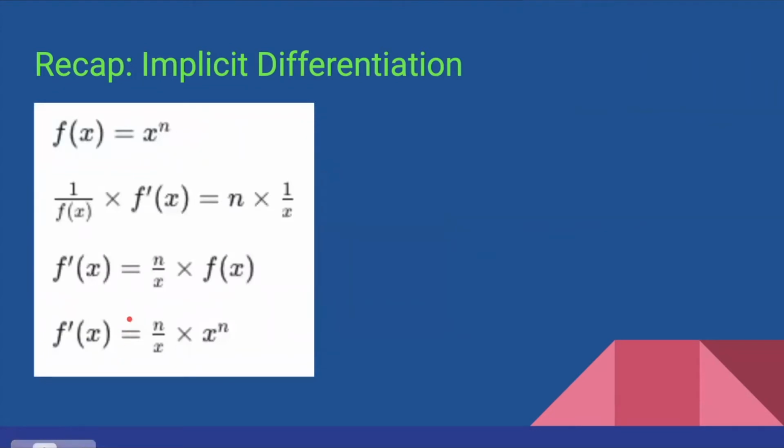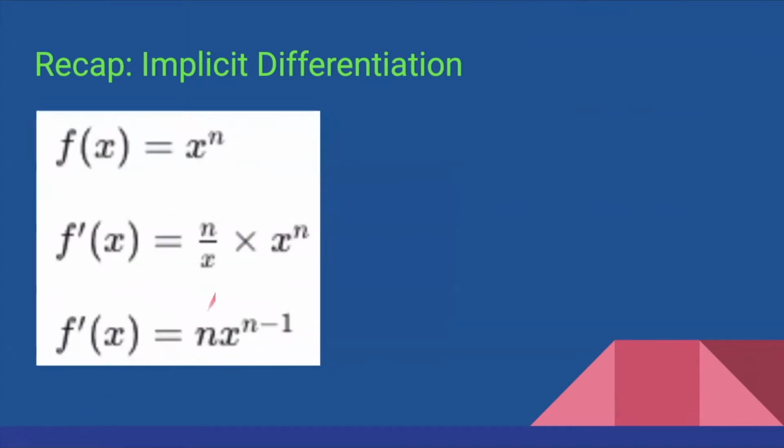Okay, and then now you want to isolate f prime of x. So multiply both sides by f of x. And you know that f of x is x to the power of n, so you plug that in. Okay, and then simplify. So f prime of x is equal to n times x to the power of n minus 1. And that is the derivative of x to the power of n.